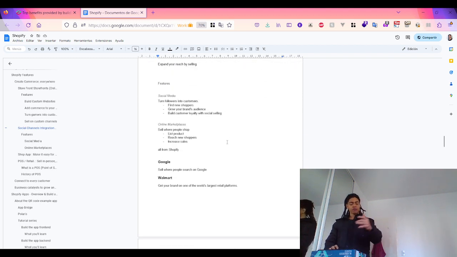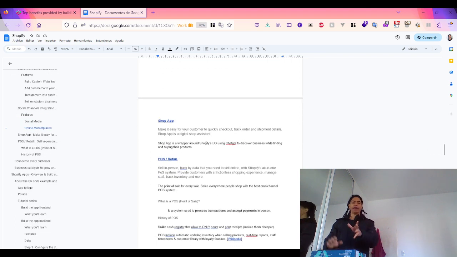Then another feature is the Shop app. With this, the TLDR is a digital shop assistant, which is a wrapper of the Shopify database using ChatGPT to help customers rediscover businesses while finding and buying their products. So this is the Shop app.